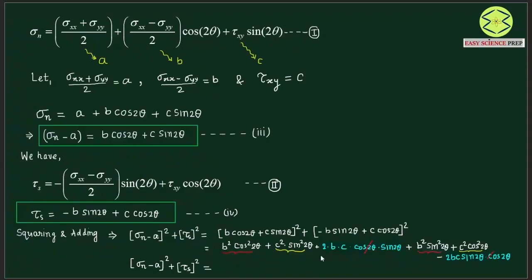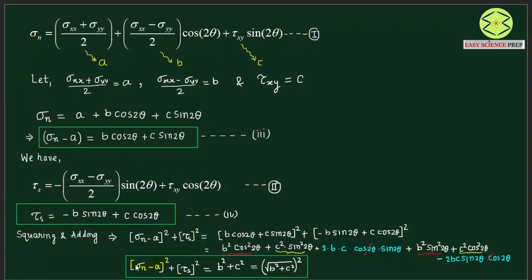So the right hand side would be simply B square plus C square, or we can write that as the square root of B square plus C square, and then whole square. This is the equation which gives you the variation of normal stresses and shear stresses on the inclined plane. As you keep on changing the position of the inclined plane by changing theta, you will get the variation of normal stress and shear stress on it. So this is the equation of stress variation with the variation of plane, right?